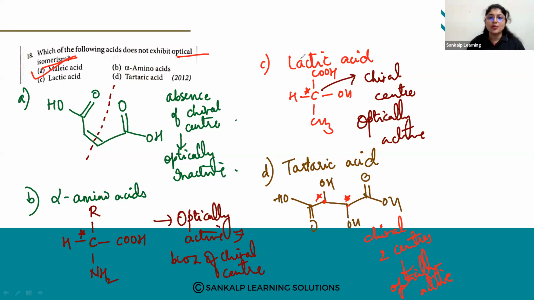Whenever you are checking for optically active, it should have a chiral center, and there should be no plane of symmetry. Yes, A is the answer. I hope this is clear. Chiral center means what? For that carbon, 4 different groups or atoms will be attached. Okay, we'll go for the next one.